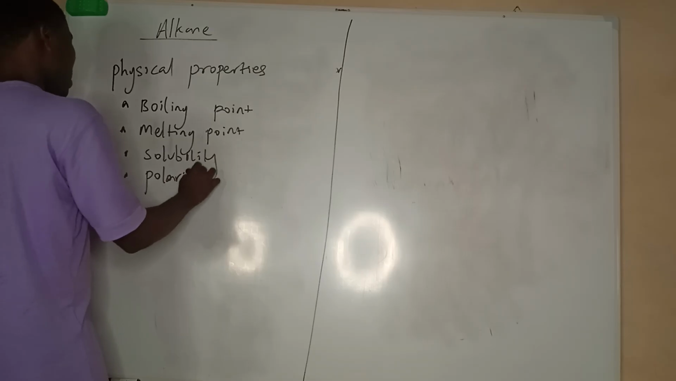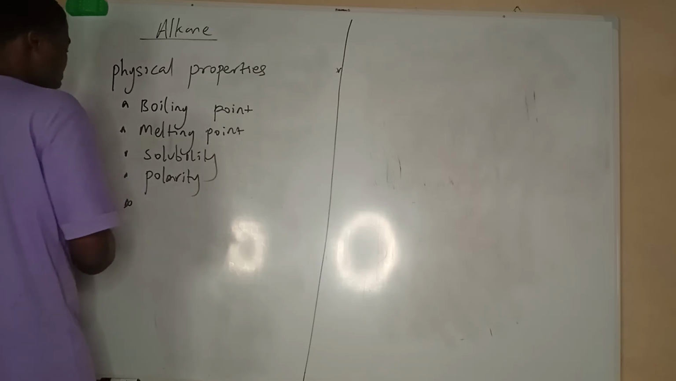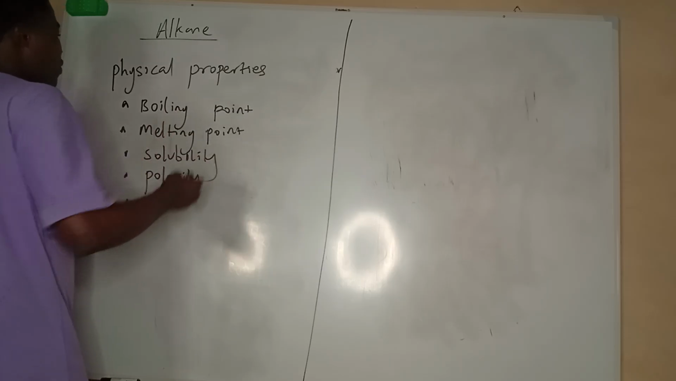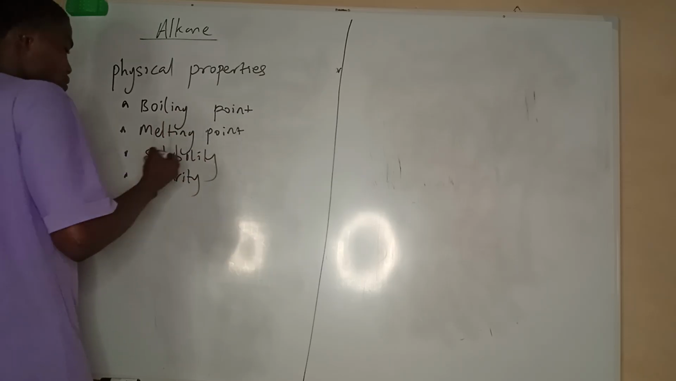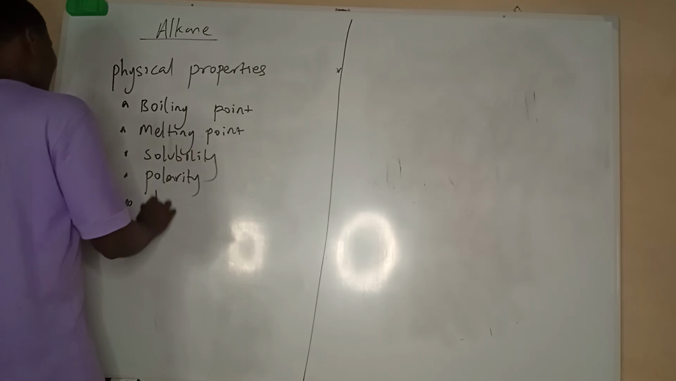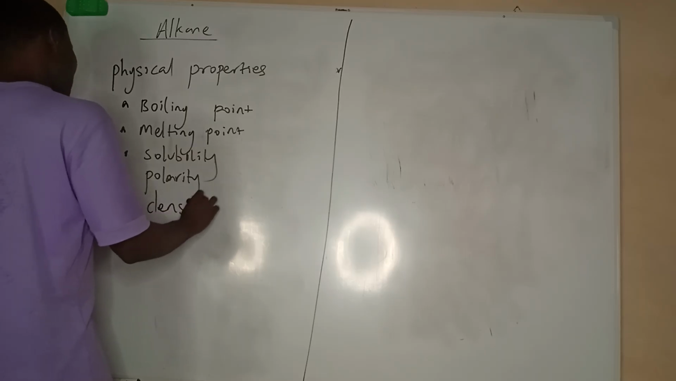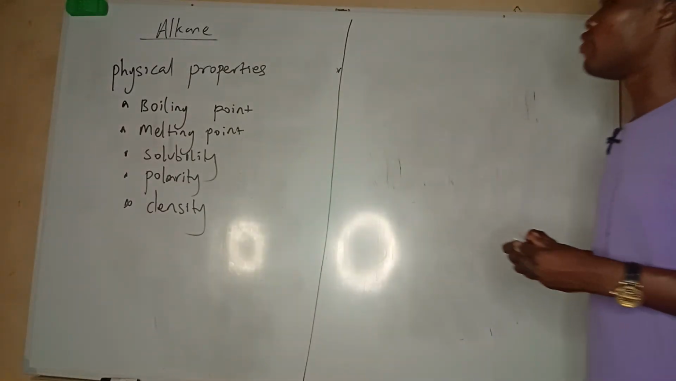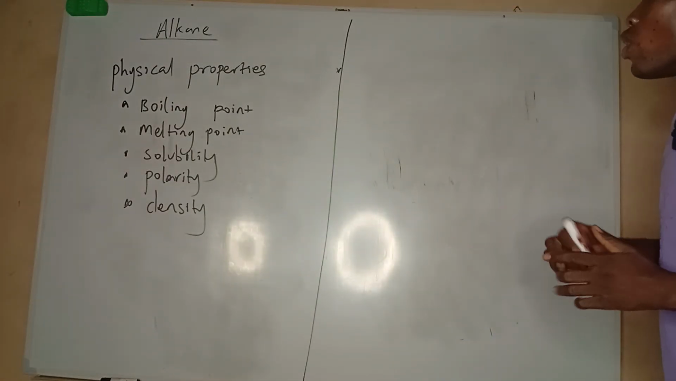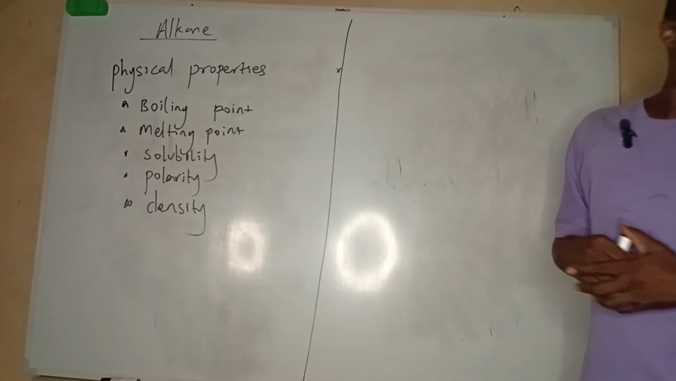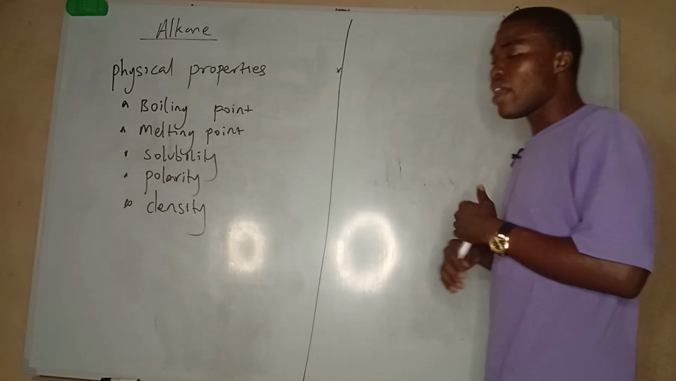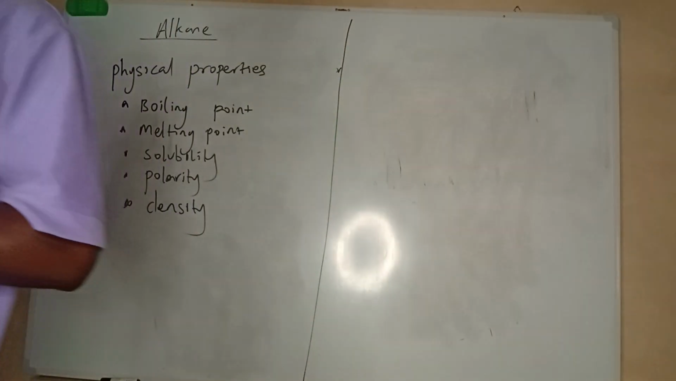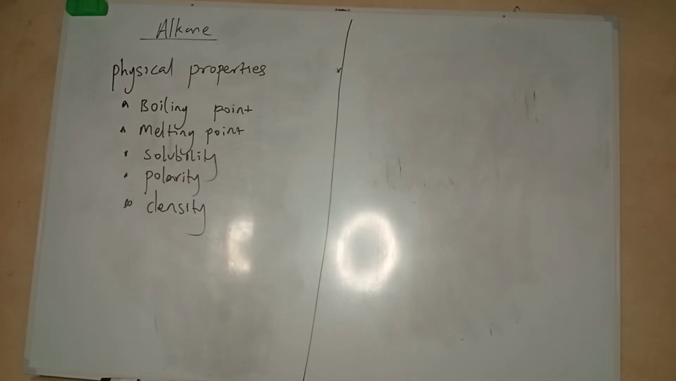I'll talk about polarity. I'll talk about physical properties, solubility, polarity. I'll talk about density. So I'll quickly talk about this one, then wrap up this video till alkanes 2. For boiling point, the boiling points of alkanes are usually very dicey. They are very tricky, but we'll break them down in this video.